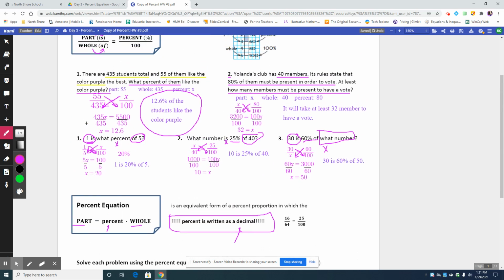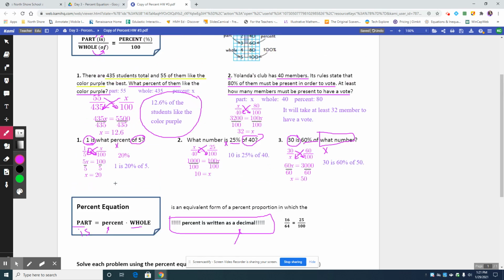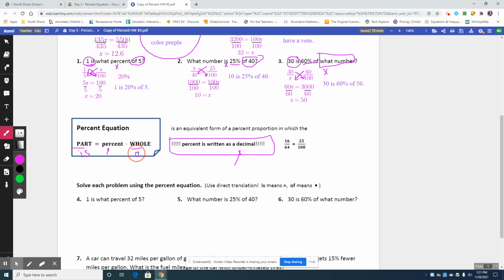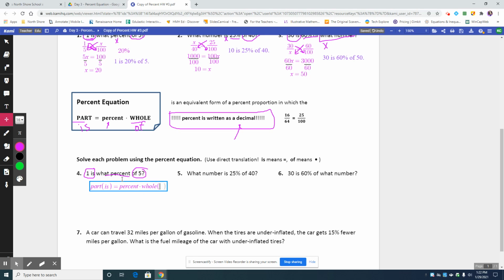Now, just like up top, if part is "is," that means part is here. If whole is "of," that means whole is "of" here. And of course, the percent is what it always is. So 1 is, so that's the part. What percent of 5? So now we're going to fill into our equation, which says part, or is, equals percent times whole, or of. That means that we have 1 equals x times 5.